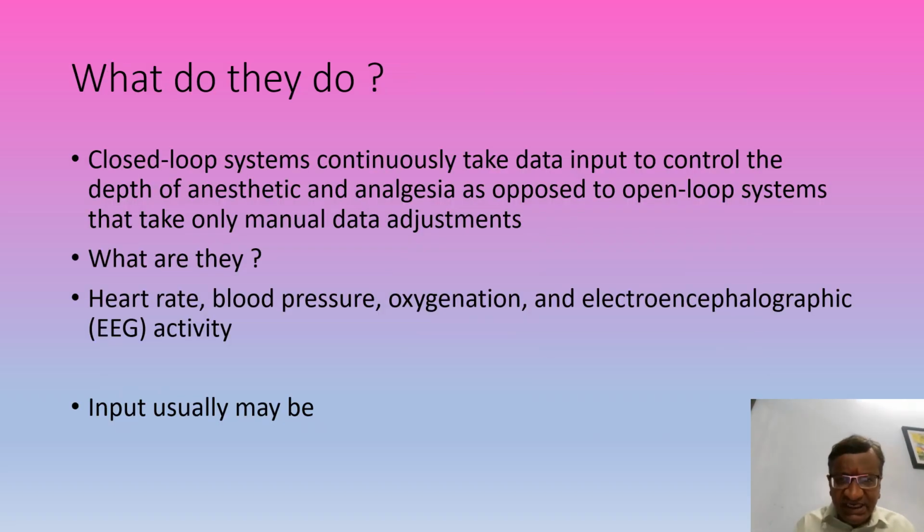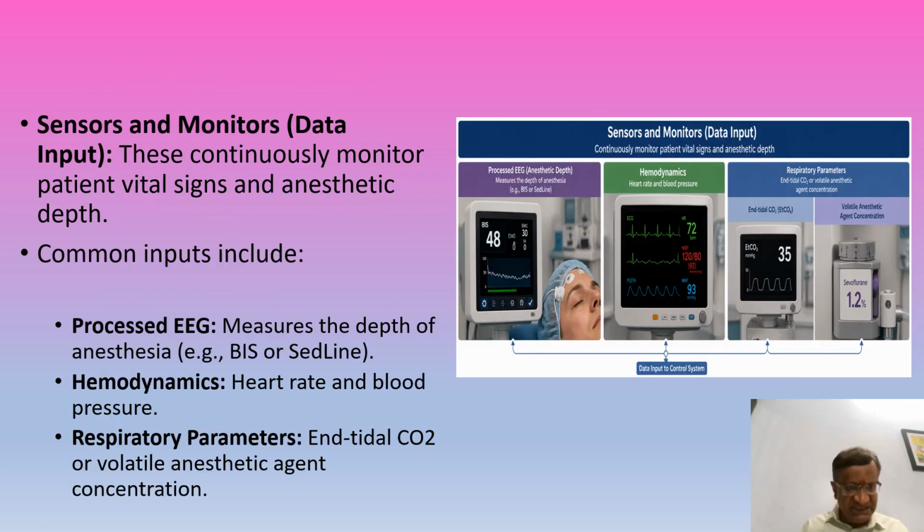Closed loop systems continuously take data input. What is this data input they are taking? Now it is taking temperature, servo loop, radiator, warmer stops. This is what is called the data input. Now, what is it in anesthesia? It takes heart rate, blood pressure, oxygenation, and a processed EEG. Input usually may be processed EEG, hemodynamics. It may be respiratory monitors. For example, a BIS monitor, pulse rate, BP, saturation, EtCO2, end tidal CO2 concentration. These are all the input data.